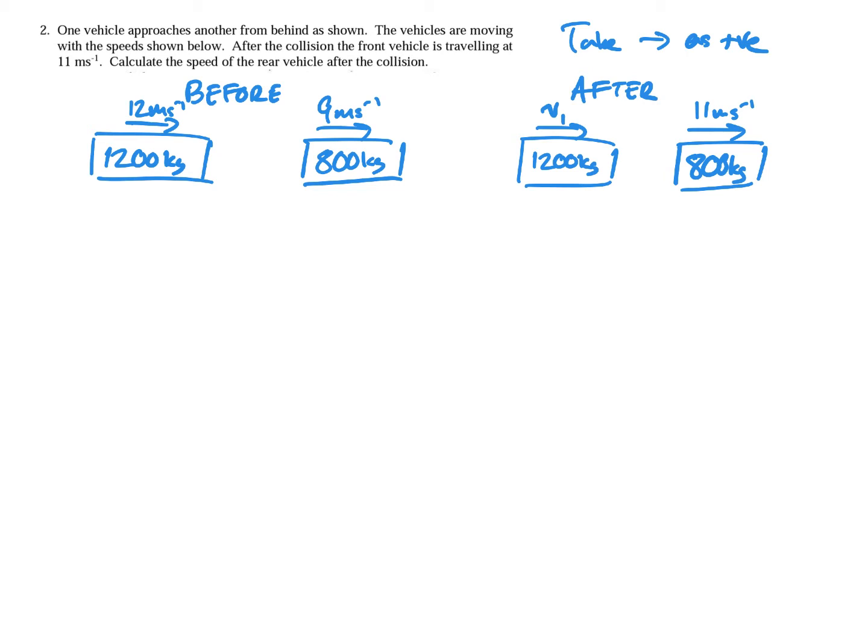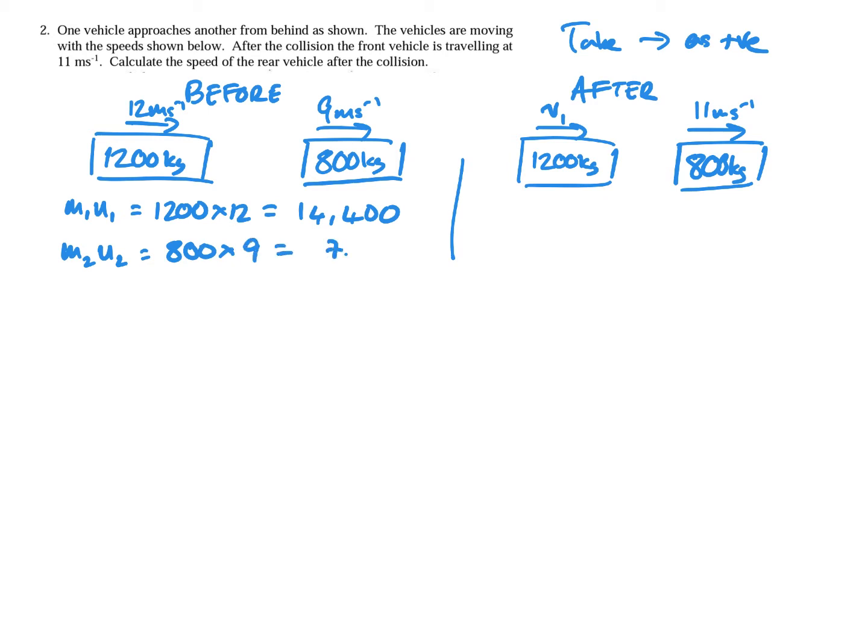And now put a line down the middle of our page and start doing our before and after calculations. So m1u1 is 1200 times 12. m2u2 is 800 times 9. Everything in the same direction now. So our total momentum beforehand is 21,600.